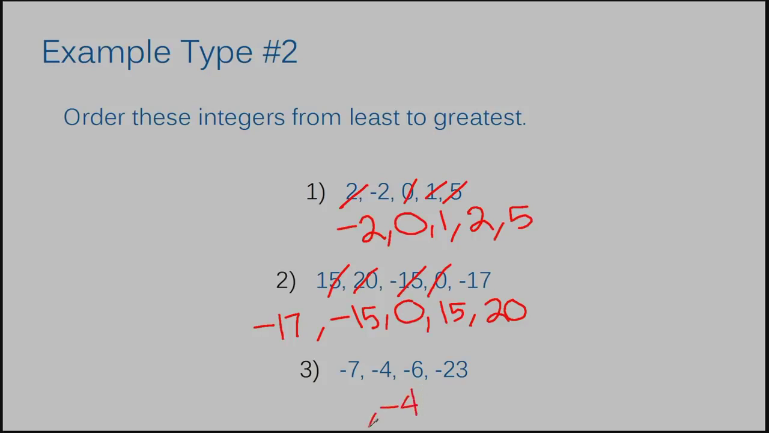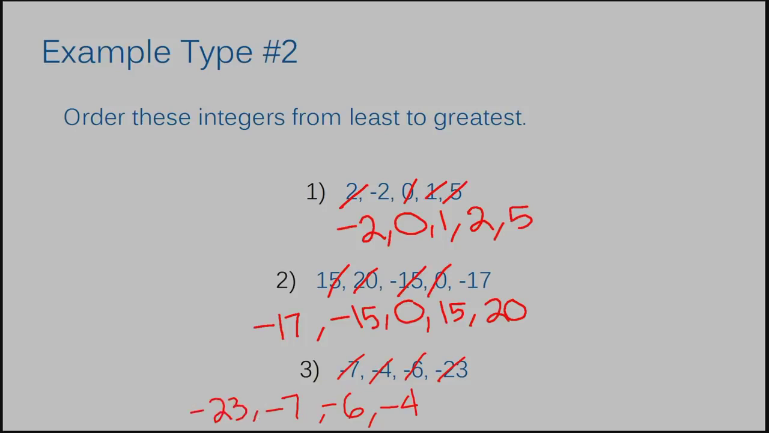So that means the number before that should be the -6. I'm going to cross these off as I go. And the number before that should be the -7. And before that would be -23.